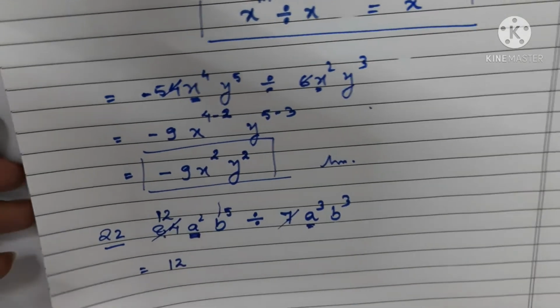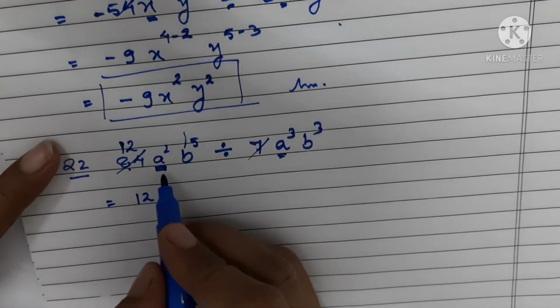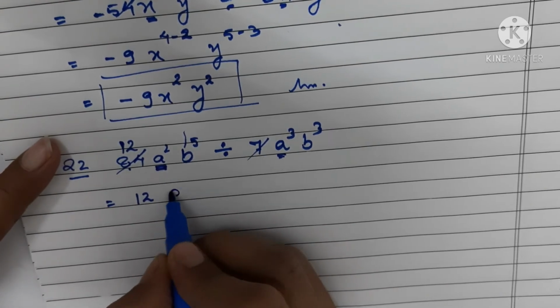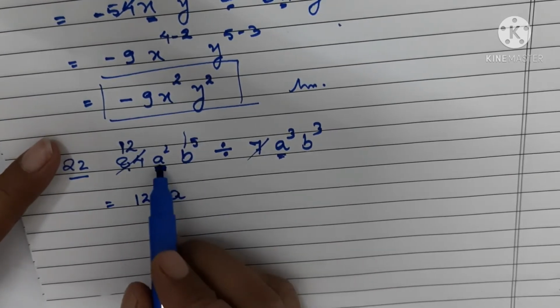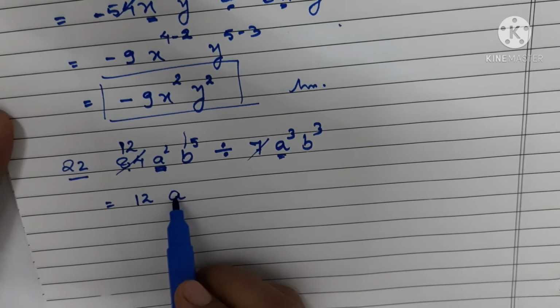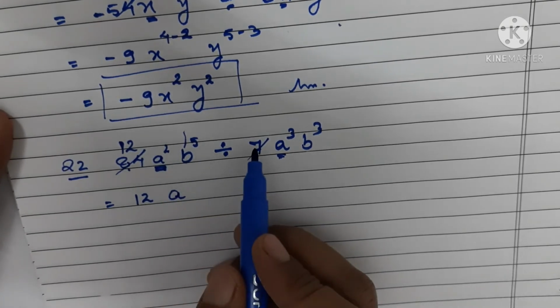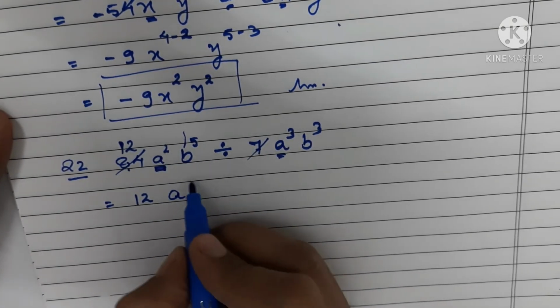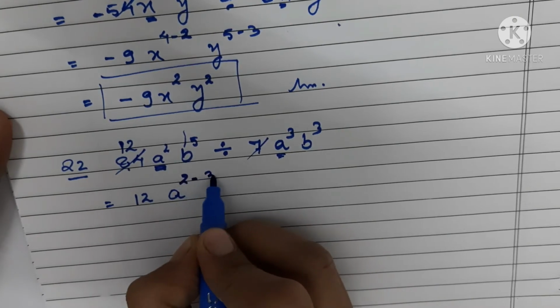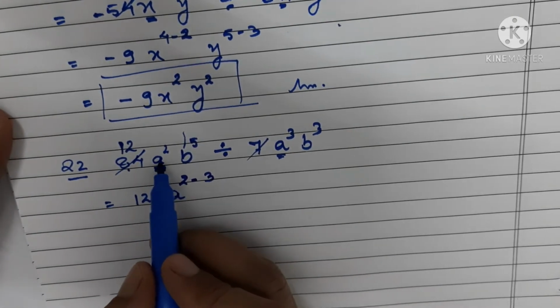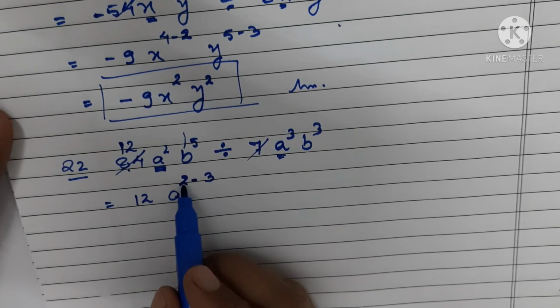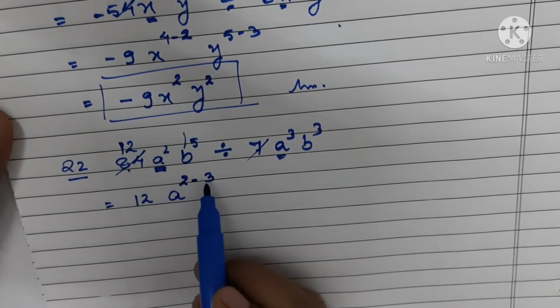So what we will do here, we'll just write the base first. We'll take the base, which means the same variable. We will write the same variable, and the powers we are going to subtract. So here it is 2 and here it is 3, so we will write 2 minus 3. Whatever is in the dividend is to be kept first, so the power of the dividend is written first, so it is 2 minus 3.